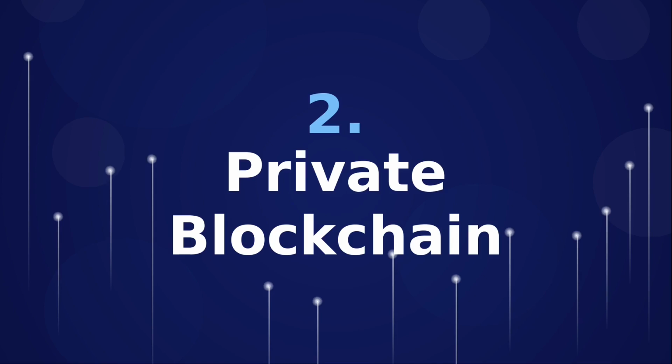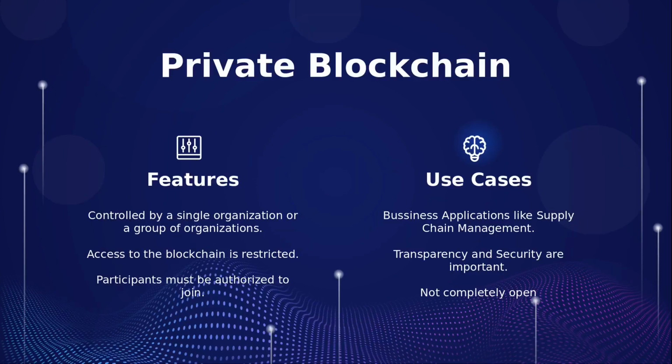Next up, we will have the private blockchain. Private blockchains are controlled by a single organization or a group of organizations. Access to the blockchain is restricted and participants must be authorized to join the network. Private blockchains are often used for business applications such as supply chain management, where transparency and security are important, but complete openness is not necessary.